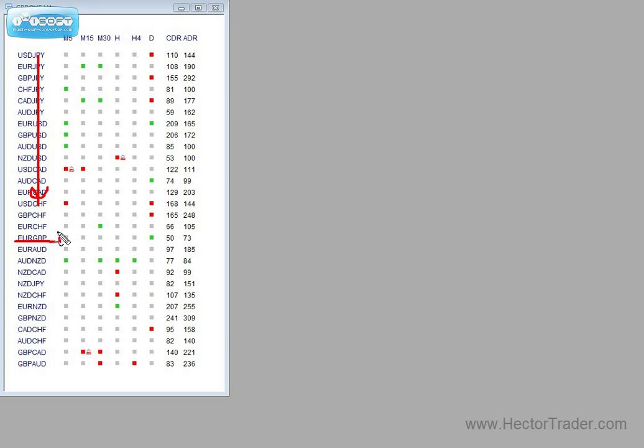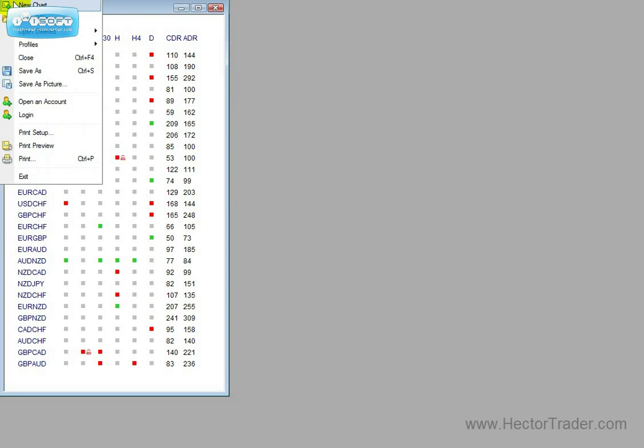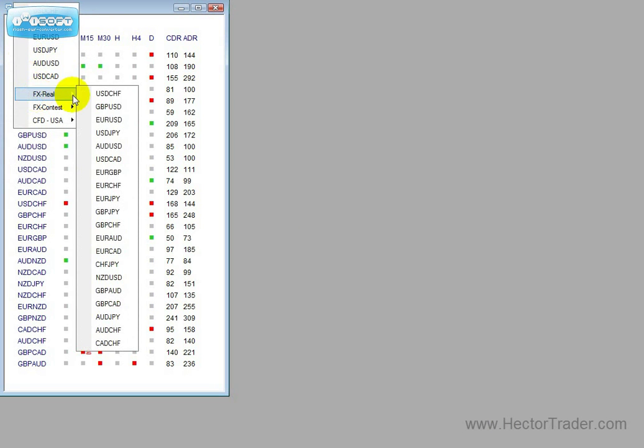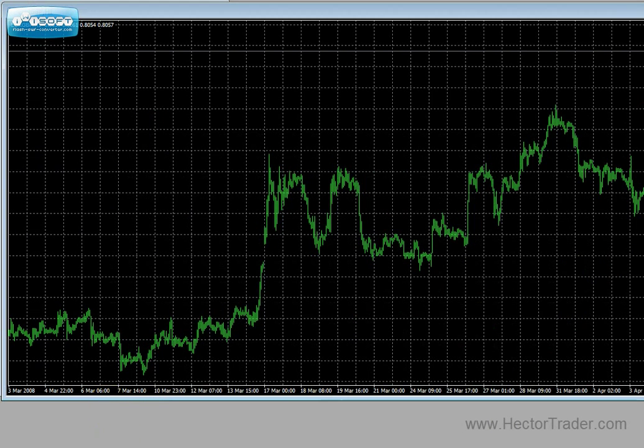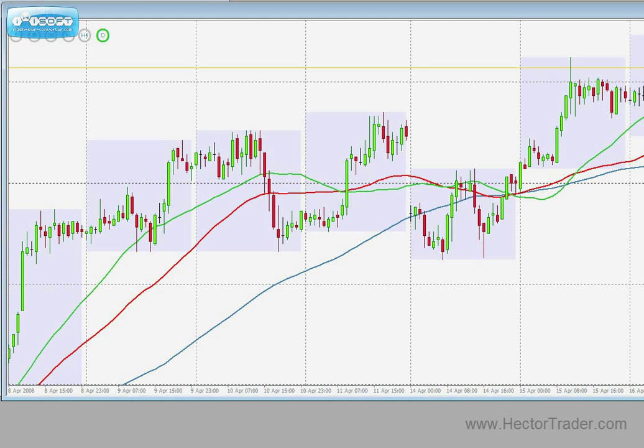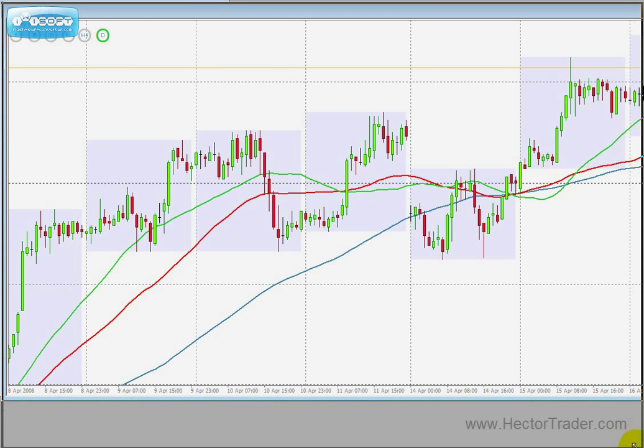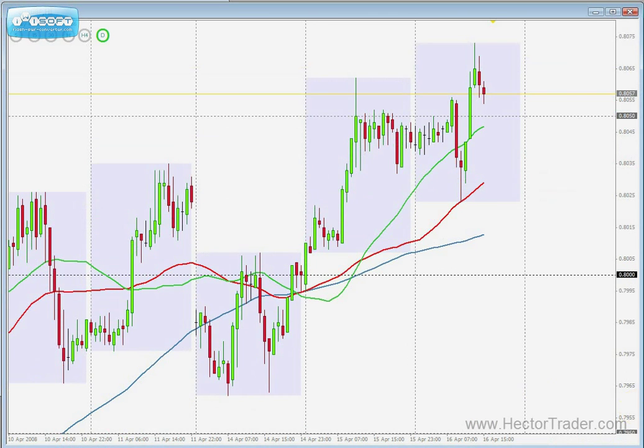For example, this one, the euro against the Japanese yen, daily time frame. So it's calling an uptrend only on the daily time frame. All the others are remaining in gray, meaning that they are not particularly trending, or they are remaining flat. Let's pull out the euro against the Japanese yen chart. There it is. One second. Let me apply the template and squeeze it in the screen. Pull out the daily time frame.